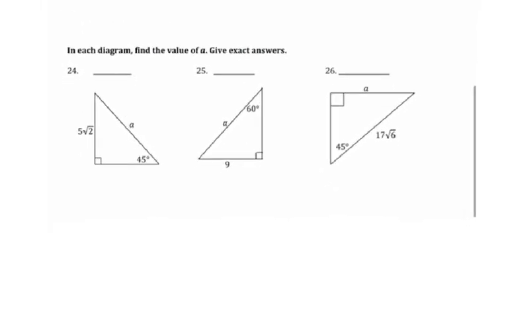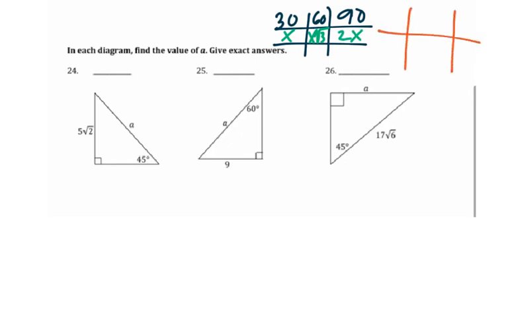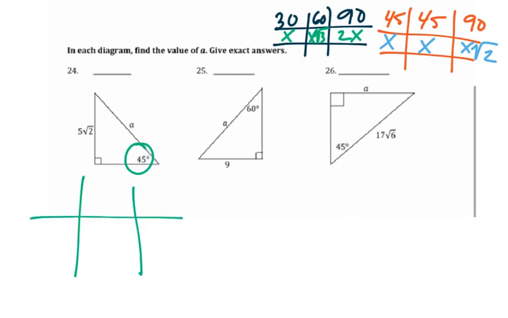All right, at the bottom of this page here, we're going back to special right triangles. So we have 30, 60, 90. Their pattern is x, x root 3, 2x. Then we have 45, 45, 90. Its pattern is x, x, x root 2. So in this first one here, we have a 45. So I'm going to set that triangle up.